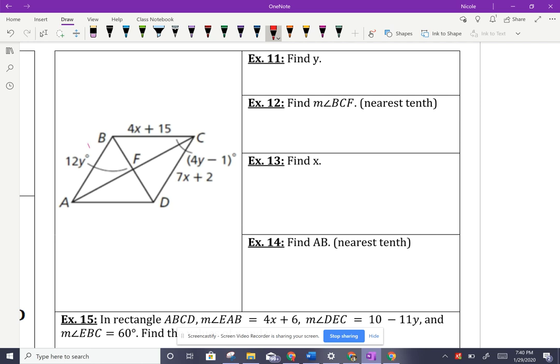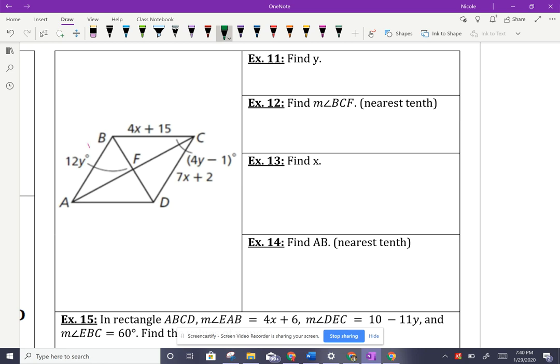Okay, guys, let's look at another rhombus example. We have rhombus ABCD. We have a couple of angles with variables and some sides with variables. And we're told to find y and x. So let's focus on y. So y is having to do with angles.